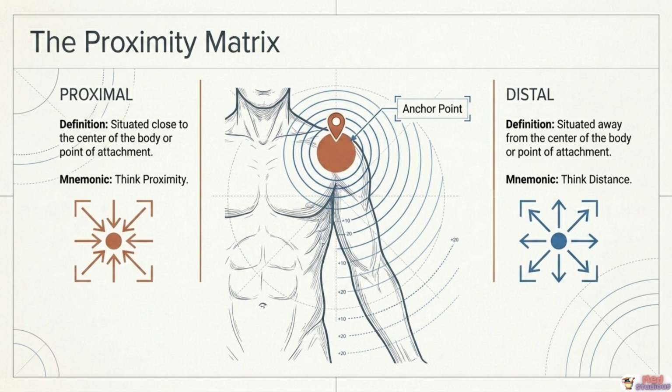Picture a bullseye target on the shoulder joint. Everything moving toward that center is proximal. Everything radiating away from it toward the fingertips is distal. These two terms are always used relative to each other, which brings us to the next incredibly important concept.